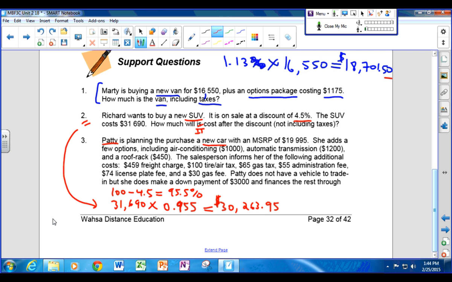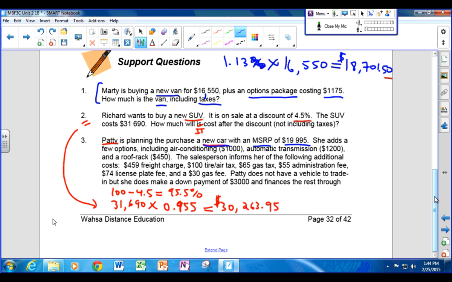I'm going to change to blue here. New car with an MSRP, we know what that means, of $19,995. So maybe like an Escort. Yeah, probably like a Ford Escort or something like that. I don't know what the other manufacturers call their little cars, but if Patty was living in Sioux Lookout or living in Thunder Bay, that little tiny car might be just all she needs, right?